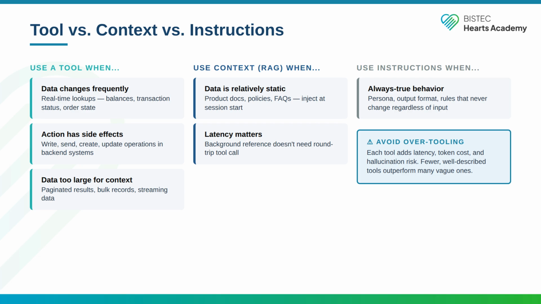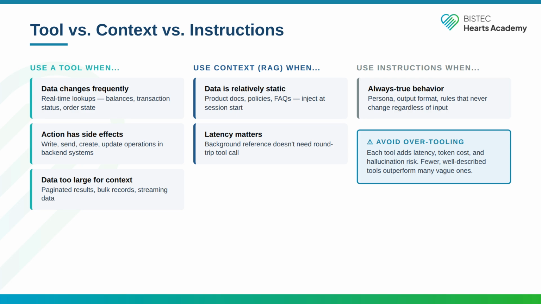Use a tool when the action has side effects, meaning write, send, create, or delete operations. Use a tool when the data is too large to inject into context, or when the result requires a genuine real-time fetch. Use context injection, RAG, or manually injected text when the data is relatively static. Product catalogs, policy documents, FAQs, things that don't change per user request.